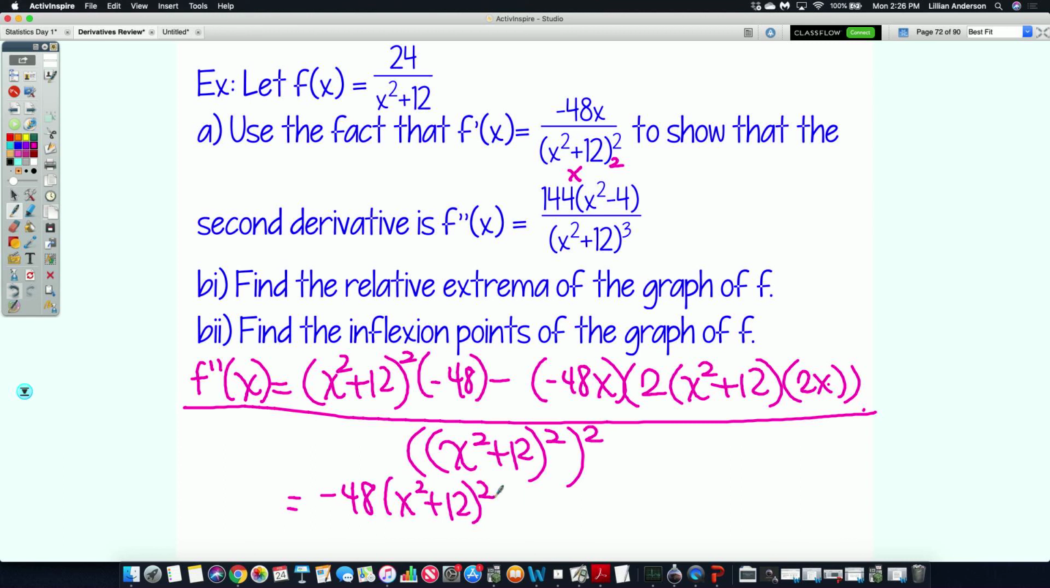Two negatives make a positive. 48 doubled is 96. 96 times 2 is 192, but it's going to be a positive because I have a negative and negative, which make a positive. So it's going to be 192x squared. Then you have another x squared plus 12 on the inside.